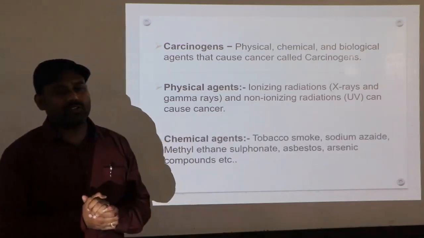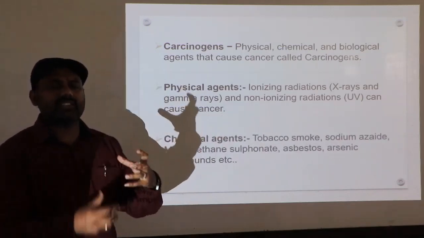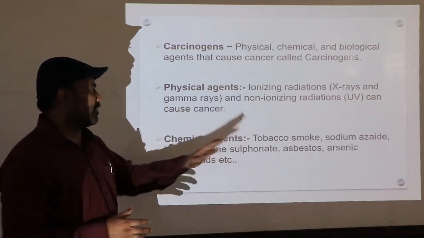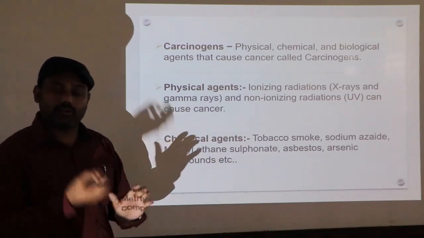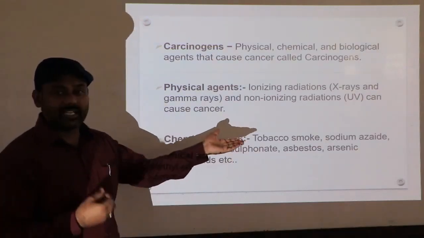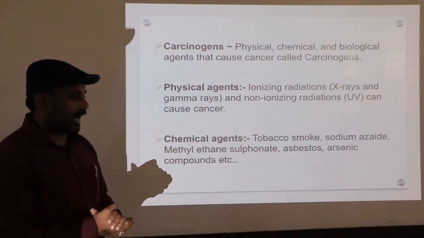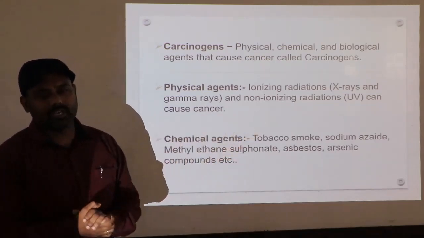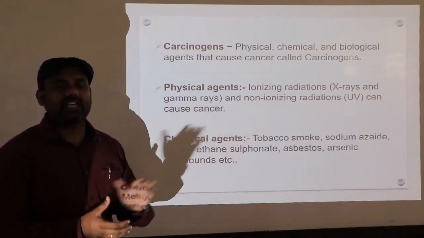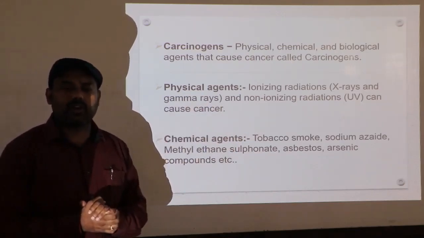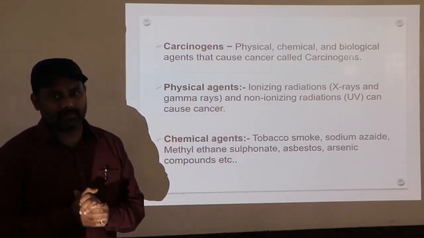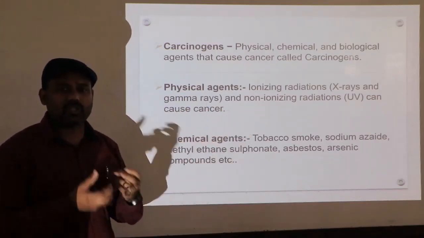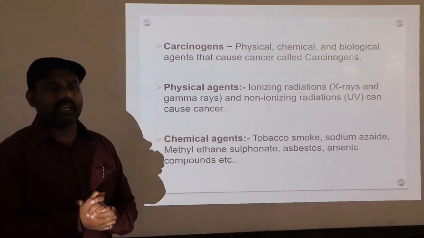Next, chemical carcinogens or chemical agents means those agents which cause cancer, which include tobacco chewing, tobacco smoke, cigarette smoking, then sodium azide, methyl ethane sulfonate, asbestos, arsenic compounds. These are some chemicals which contain huge amounts of carcinogenic agents, isn't it? For that reason, by using these chemicals or when you are exposed to these chemicals, they can definitely cause cancer.